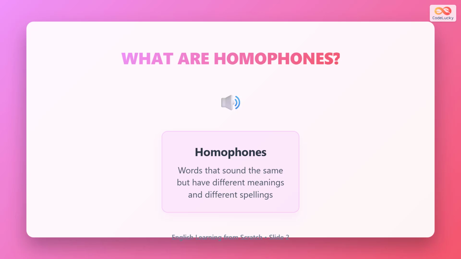Let me explain what homophones are. Homophones are words that sound identical when you pronounce them. However, they have completely different meanings and are spelled differently. The word homophone comes from 2 Greek words, homo meaning same and phone meaning sound. So homophones literally mean same sound but different meaning. This is why they are confusing for English learners. You hear the same sound, but you need to know which spelling and meaning is correct for your sentence.